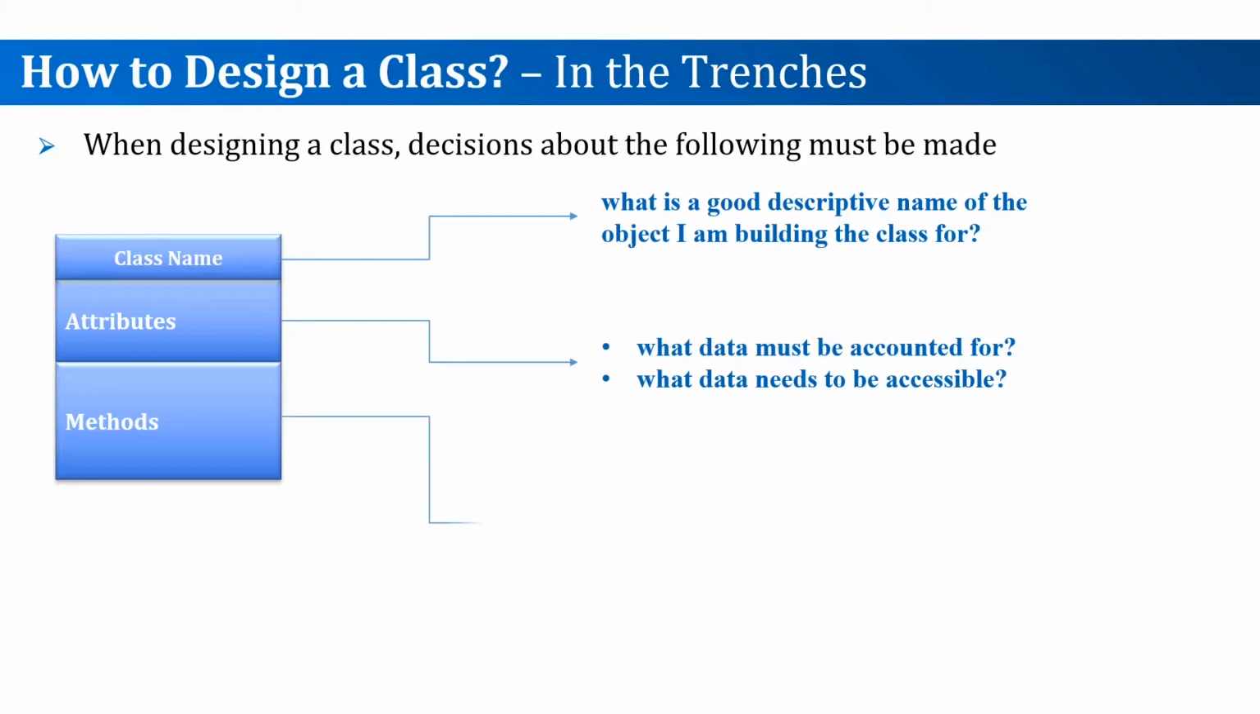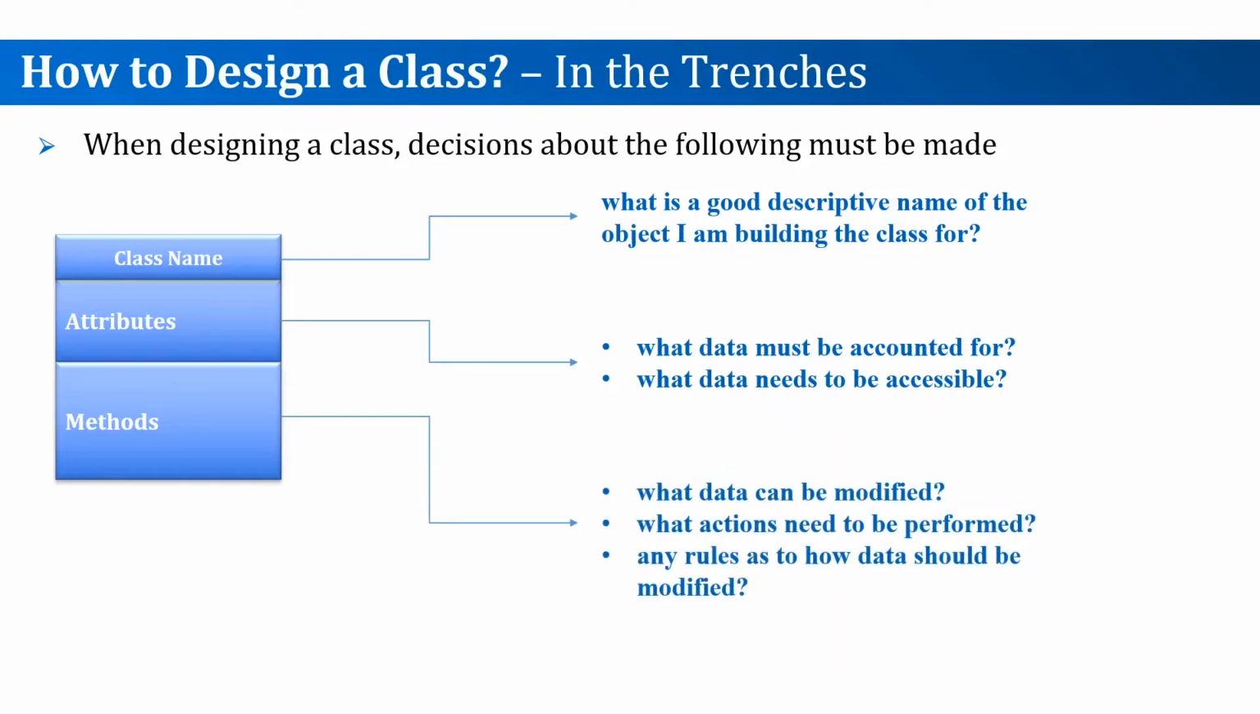Finally, we need to design the methods that will allow the outside world to interact with our object. Should other classes read my data, then I create a method to let them do that. Should other classes have access to set or change my data, I should also describe how to do that in my methods, and so on.